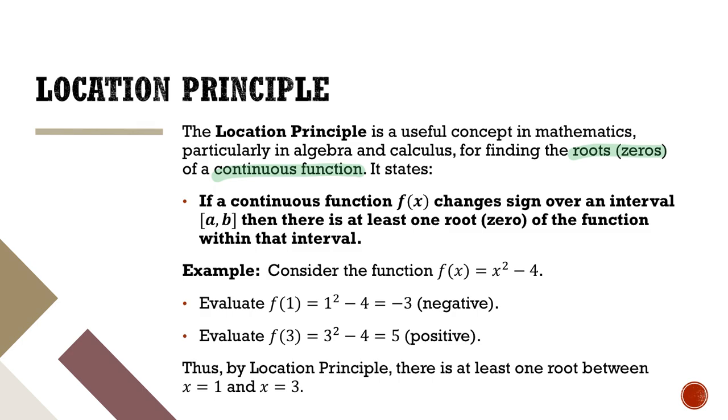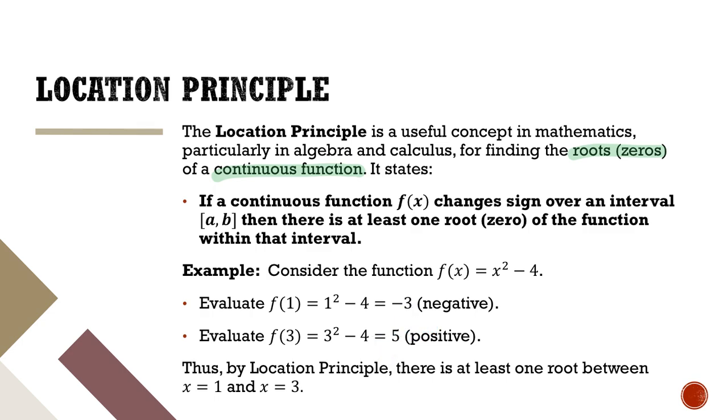So if a function is continuous and the sign, which is is it a positive or negative value, if we plug in the x value and find the output, changes from negative to positive, then there's going to be at least one real root or one real zero in that interval. So for example, if we have f of x is x squared minus 4, if I plug in positive 1 to this function, I will have a negative value. Now if I plug in 3, I will have a positive value. From negative to positive, so it's going to cross 0 in between.